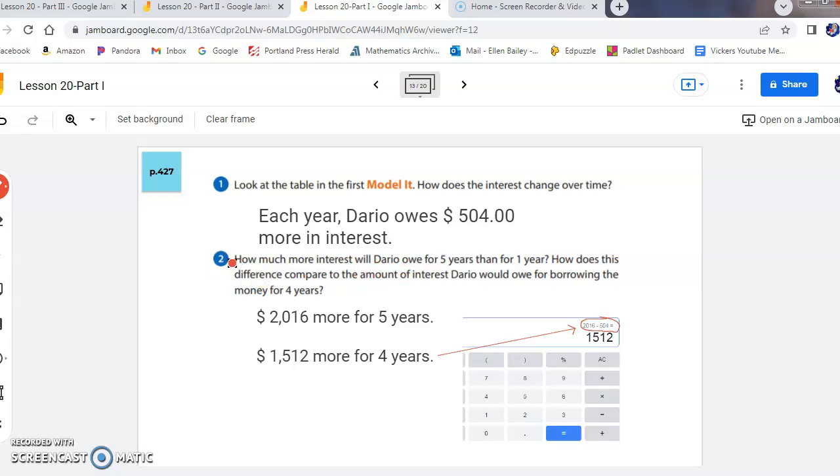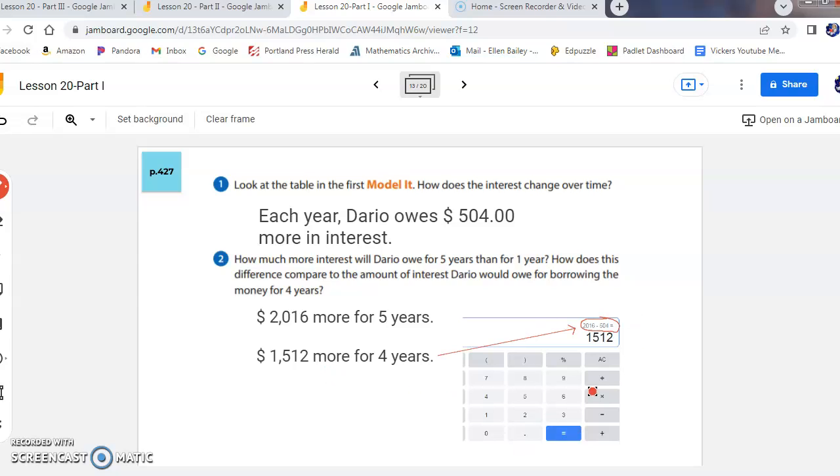Once you have that finished, number 2. It says, how much more interest will Dario owe for 5 years than for 1 year? How does this difference compare to the amount of interest Dario would owe for borrowing the money for 4 years? I could have gone back to the table, but I just did this way. We know it's 2016 more for 5 years. Well, I know for 4 years, because of what we said here, it's 504 less. So in the calculator, I just did 2016 minus 504, and I have 1,512.